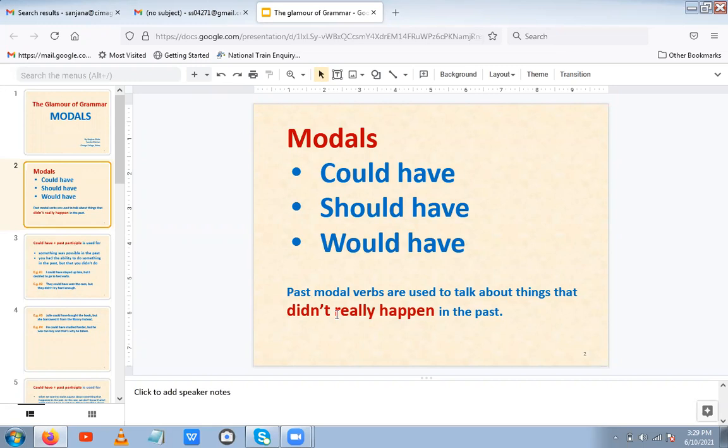Ma'am, I have to explain about could have, should have, would have. As I had explained to you, these are past modal verbs which are used to talk about things that didn't really happen in the past. For example, I could have. Right. Present the slide.